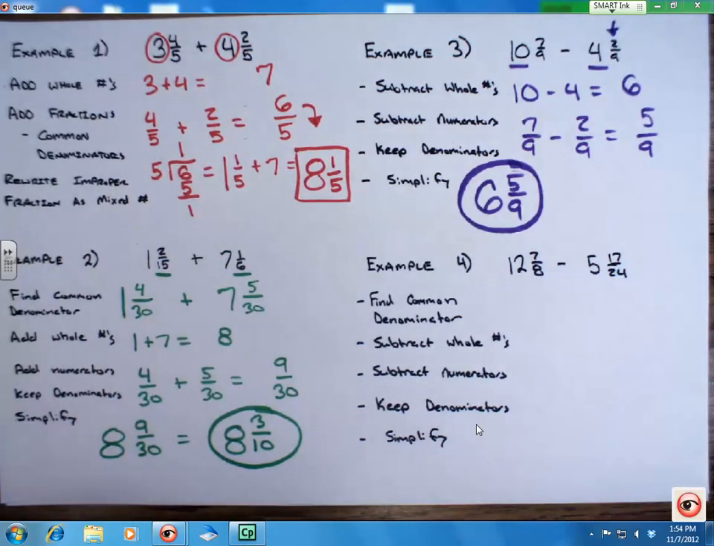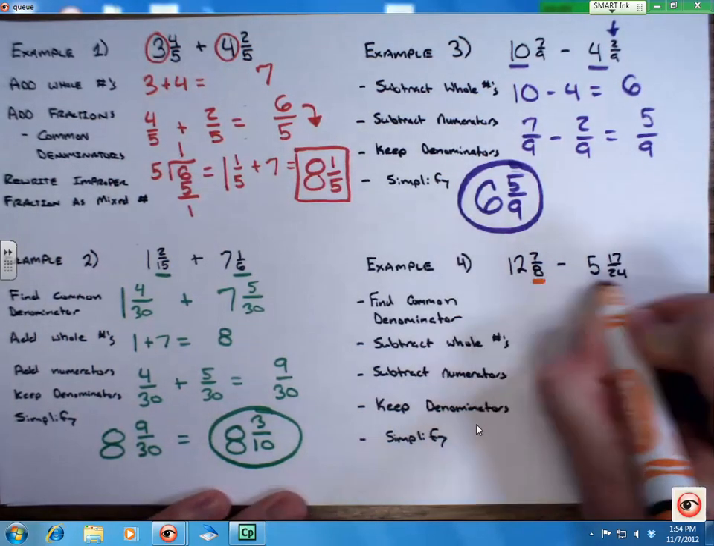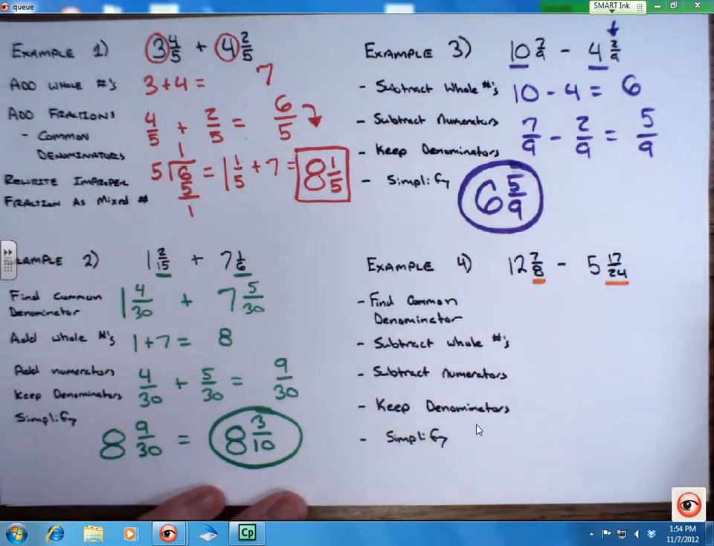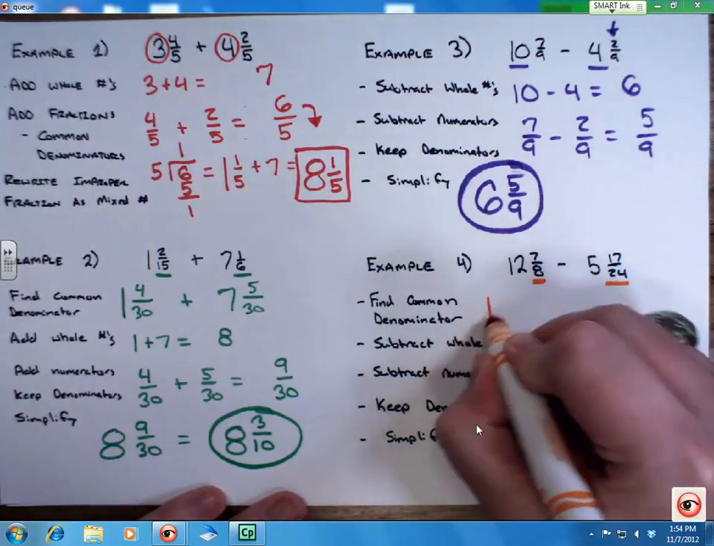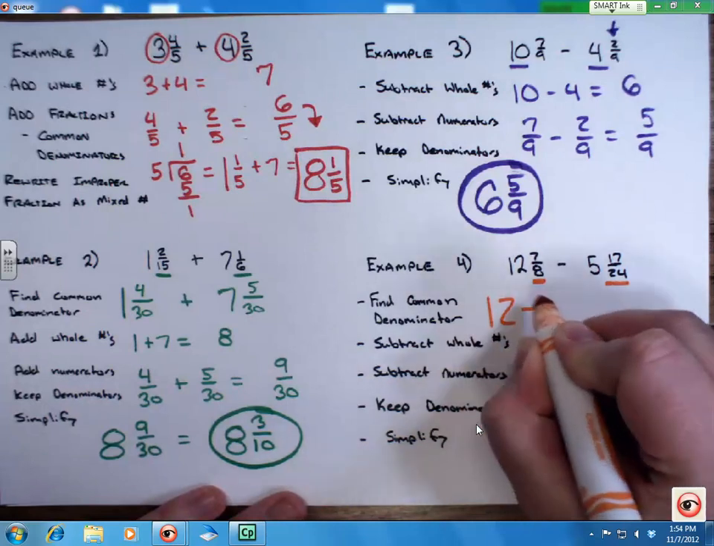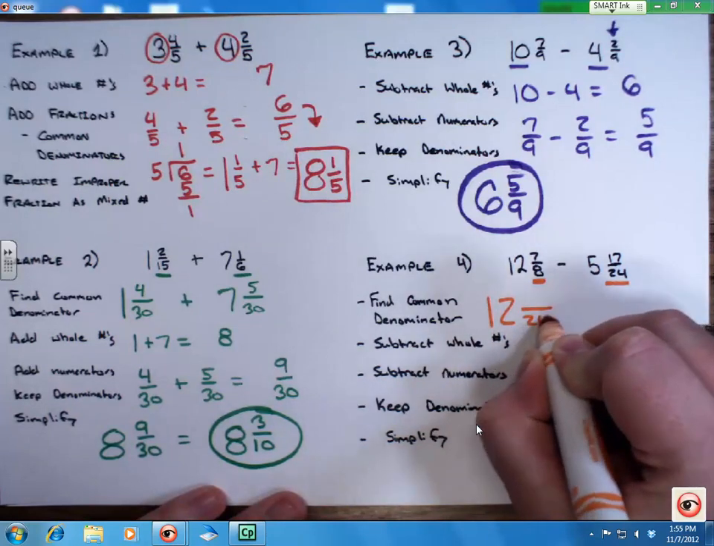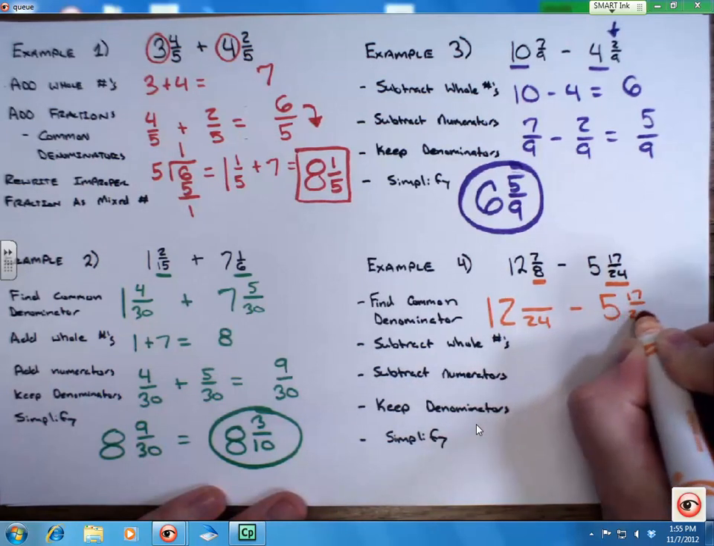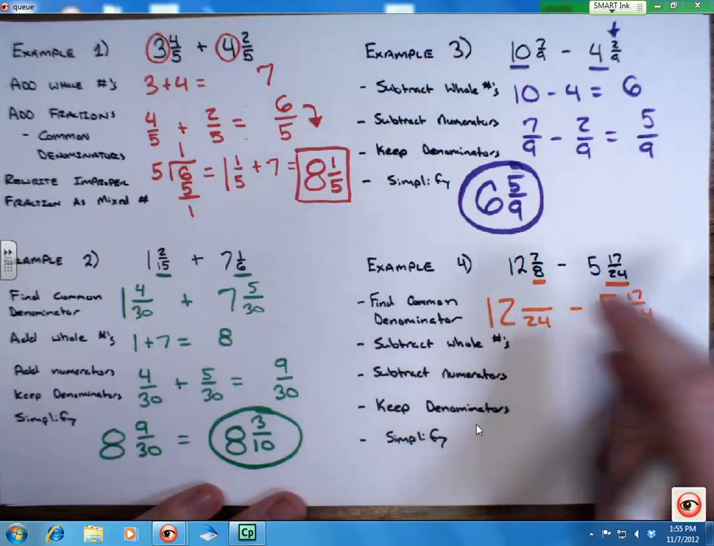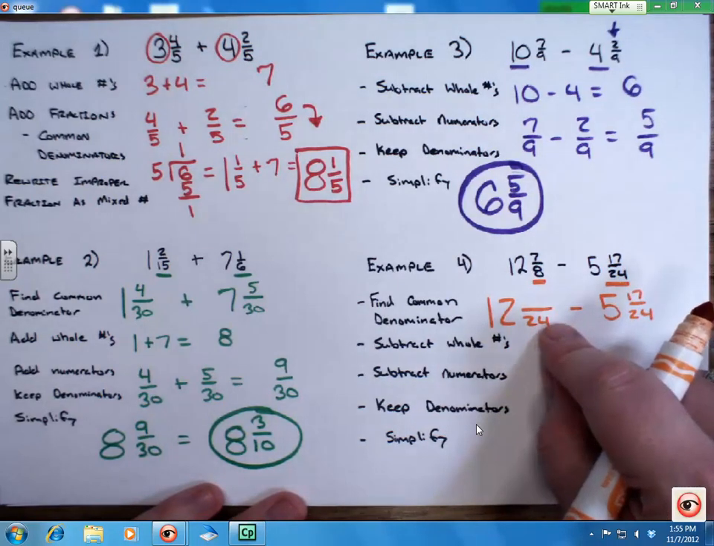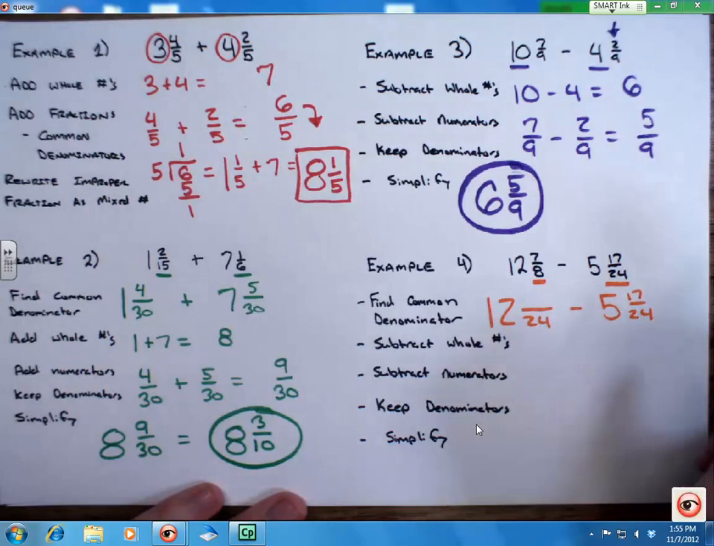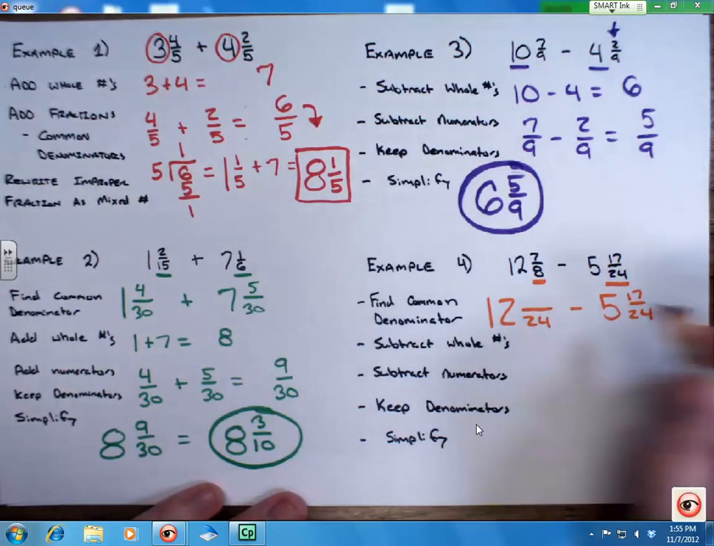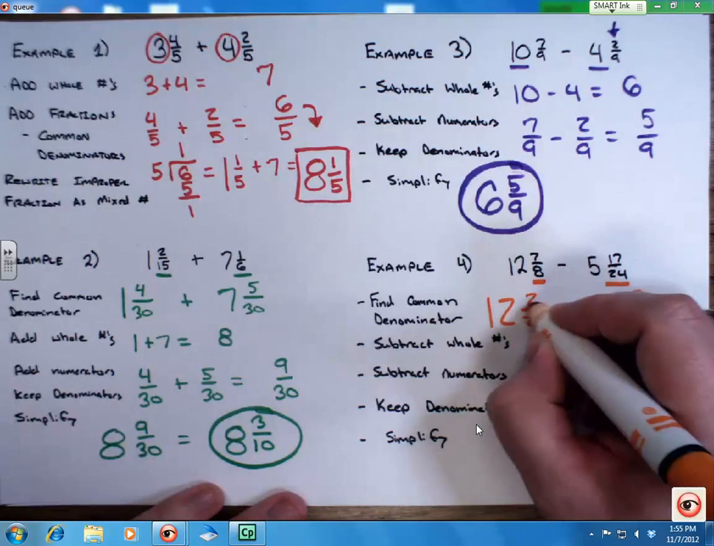Number 4, again, we are subtracting, but I notice I don't have a common denominator, so that's the first thing I need to do. What is a common denominator going to be for 8 and 24? 24, that's right. So our 12 7/8 is going to become 12 and something over 24, minus 5 and 17 over 24. All right, what is our fraction going to become there that's touching the 12? Yeah, 21, because 8 times 3 is 24, 7 times 3 is 21.